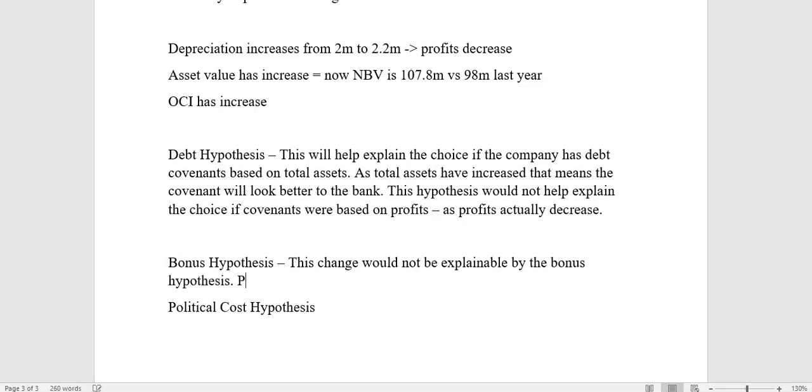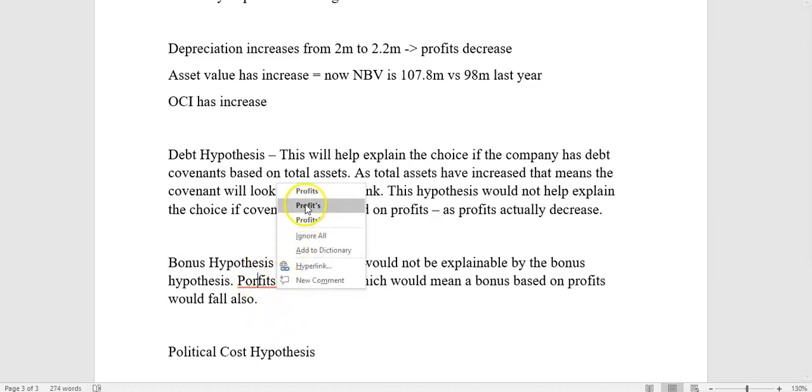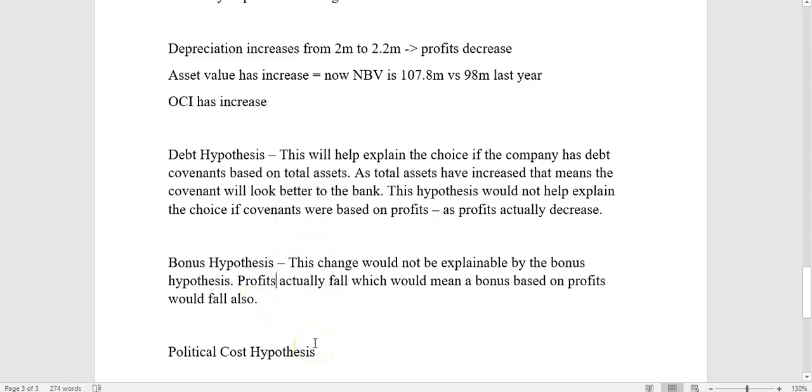Right? So here, for the bonus hypothesis, this change would not be explainable by the bonus hypothesis. Why? Profits actually fall, which would mean a bonus based on profits would fall also. So this doesn't make sense. So the bonus hypothesis cannot explain why this choice would take place. If anything, if there was a bonus based on profits, the management would choose to continue with the cost model, which would give you a lower depreciation figure and a higher profit figure.